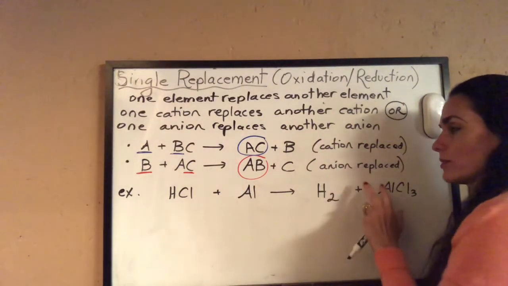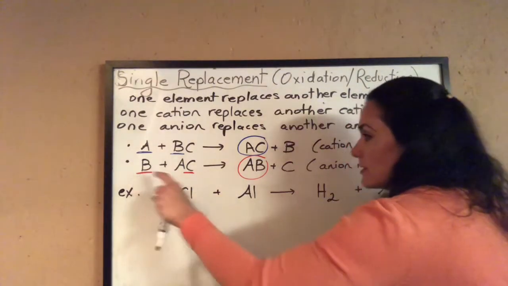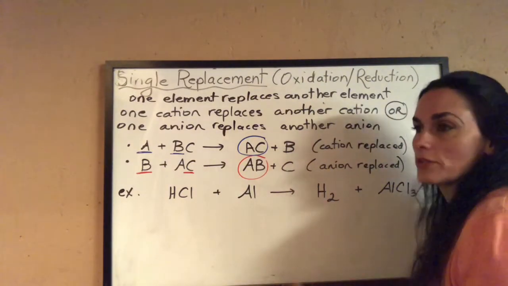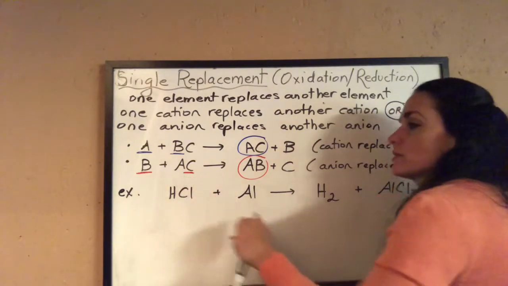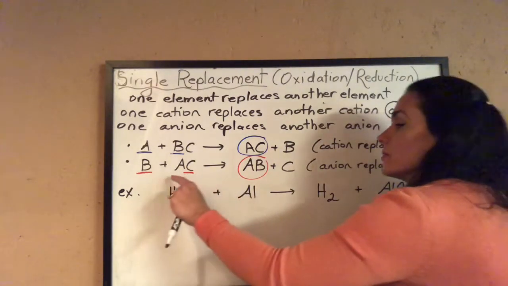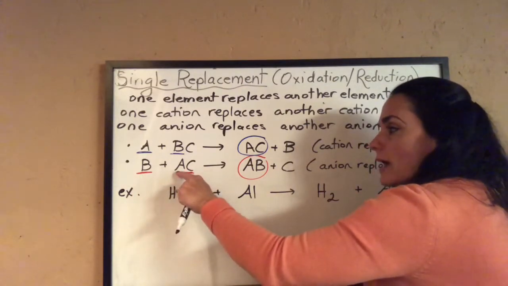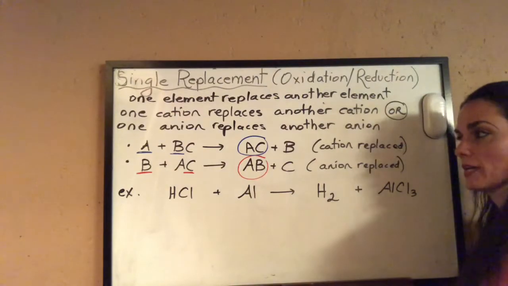In this example, in this scenario, an anion will be replaced. So let's say that B represents some non-metal. Maybe it's a halogen, okay? Maybe it's nitrogen or oxygen. And it reacts with some ionic compound, okay? And the anion is being replaced, so the cation A will pair up with the other anion to give you product AB.